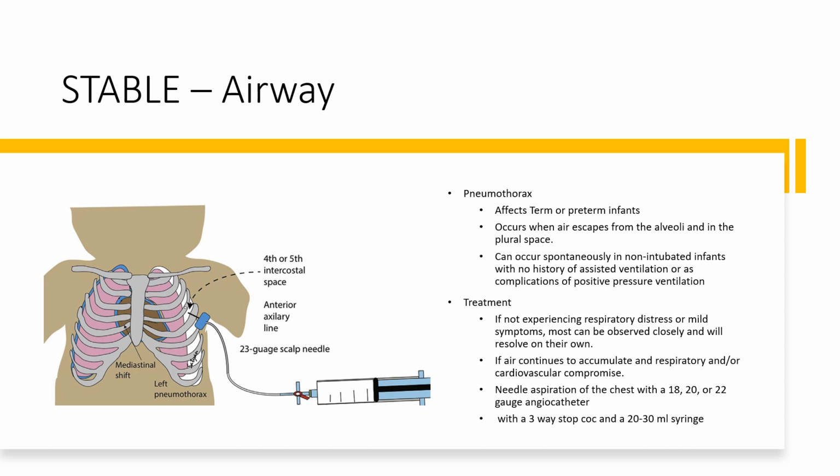So where we dart someone if we need, pneumothorax. Pneumothorax affects term and preterm. It occurs when air escapes from the alveoli into the pleural space and can occur spontaneously in non-intubated infants, with no history of assisted ventilation or complications. This can happen. They have very sensitive lungs. Go in that same spot, fourth intercostal space, anterior axillary line. Just go right down the same spot we do normally. Go ahead and dart the patient.